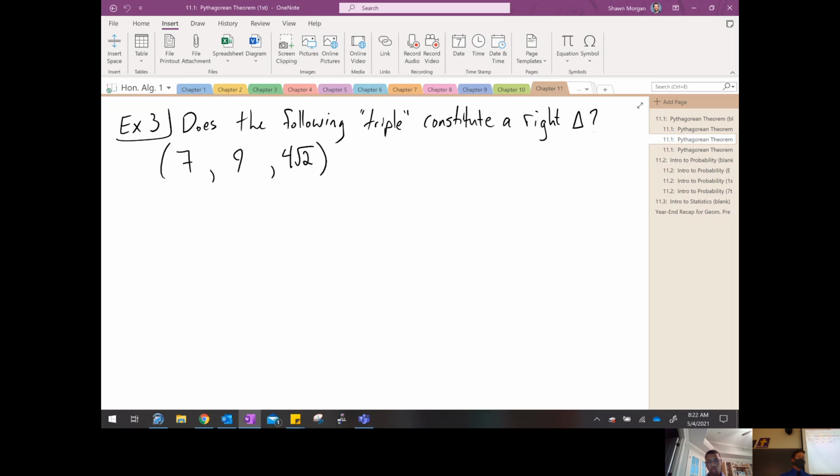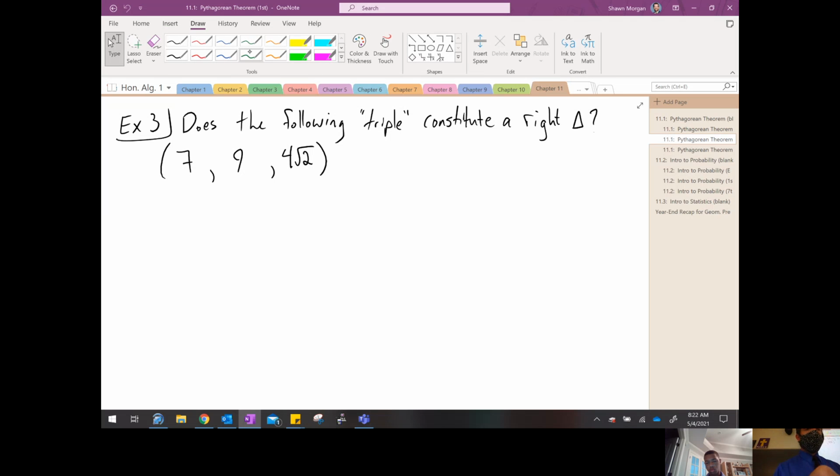So what we want to do is consider the converse, which says if a squared plus b squared equals c squared, then we have a right triangle whose legs are a and b, and whose hypotenuse is c. That's the converse. So what I need to check first is, when I line these three numbers up in the equation, do they make a true statement?